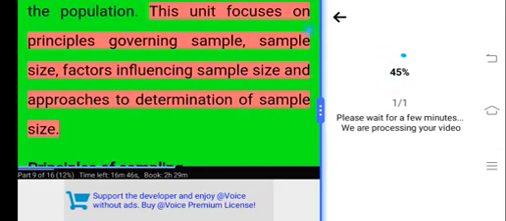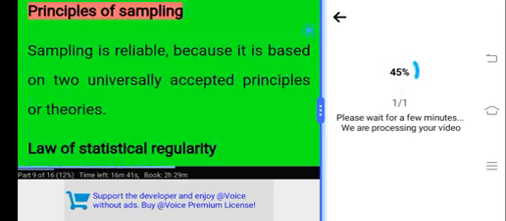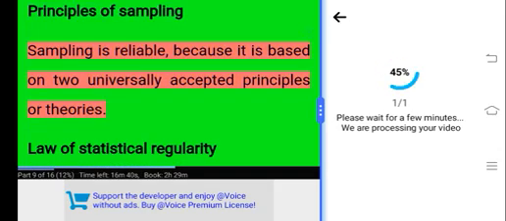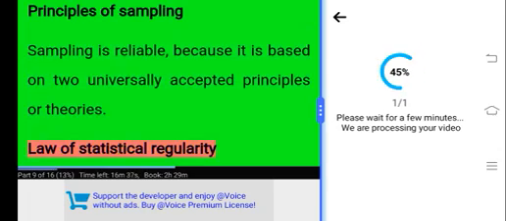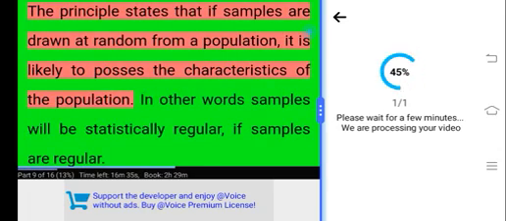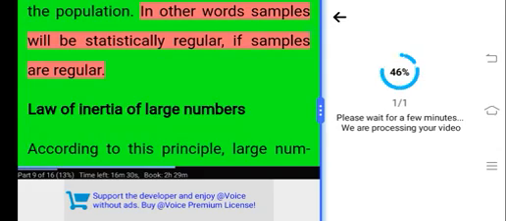This unit focuses on principles governing sample size, factors influencing sample size and approaches to determination of sample size. Principles of sampling. Sampling is reliable because it is based on two universally accepted principles or theories. Law of statistical regularity. The principle states that if samples are drawn at random from a population, they are likely to possess the characteristics of the population. In other words, samples will be statistically regular if samples are regular.